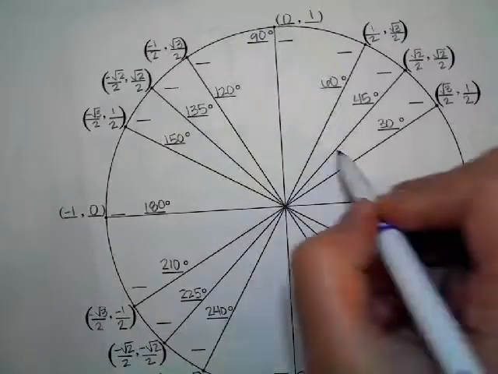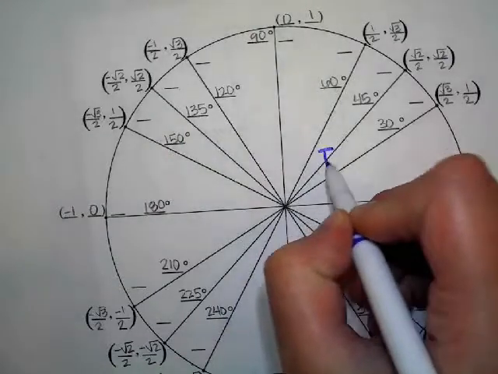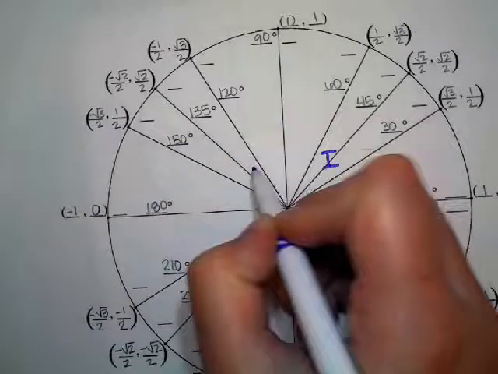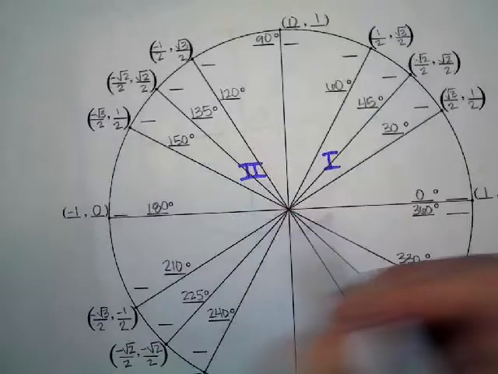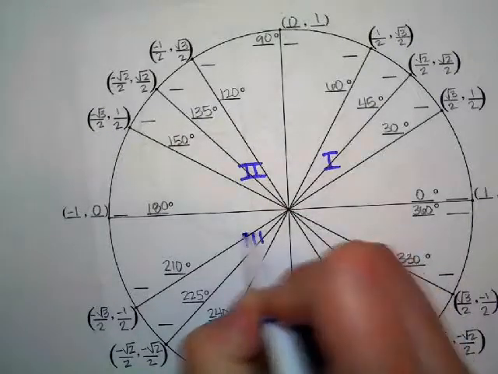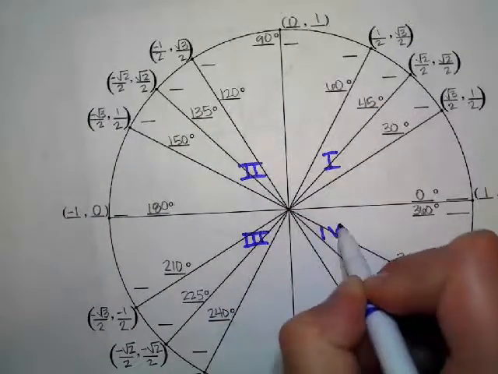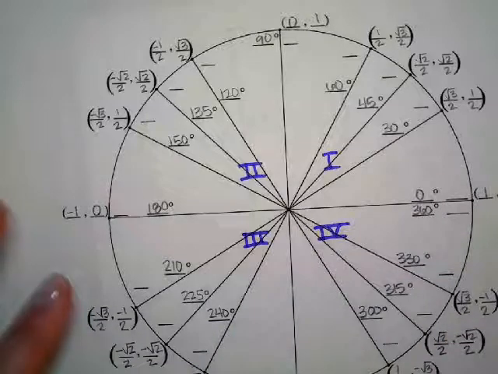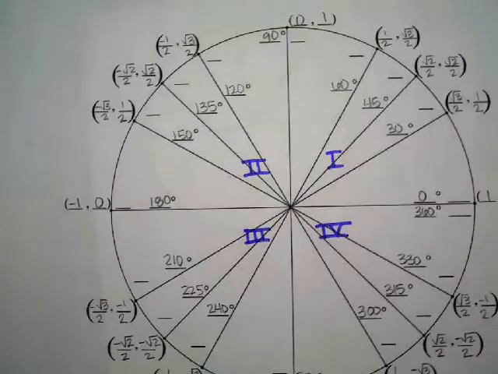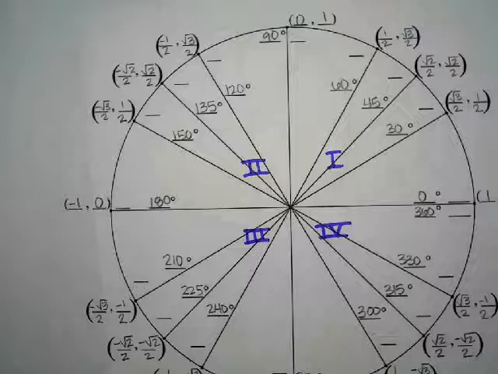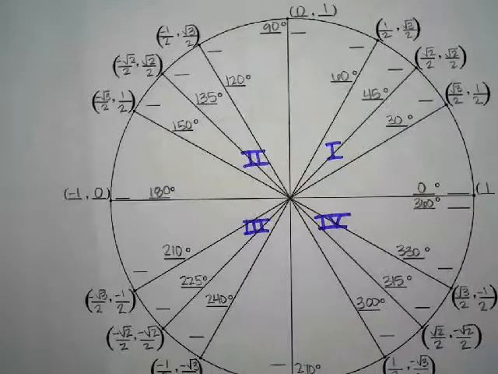This is quadrant 2. This is quadrant 3. This is quadrant 4. Miss Rice, I don't like Roman numerals. Get over it. That's how they label them. So they go counterclockwise. They always start here at 0.